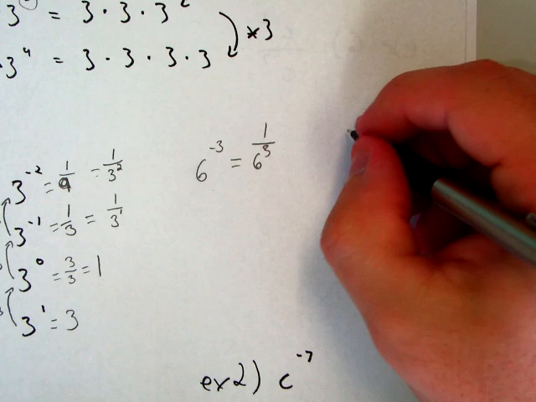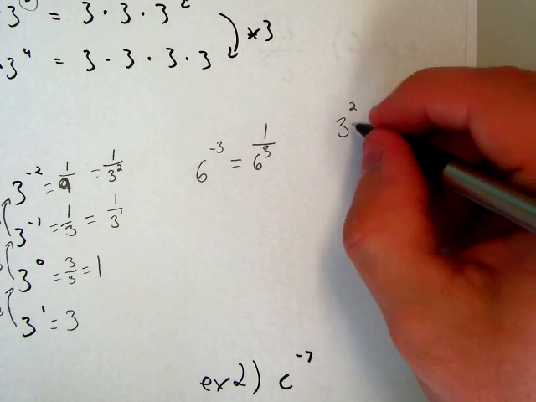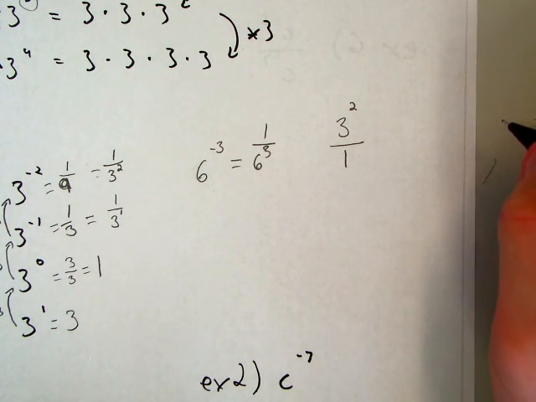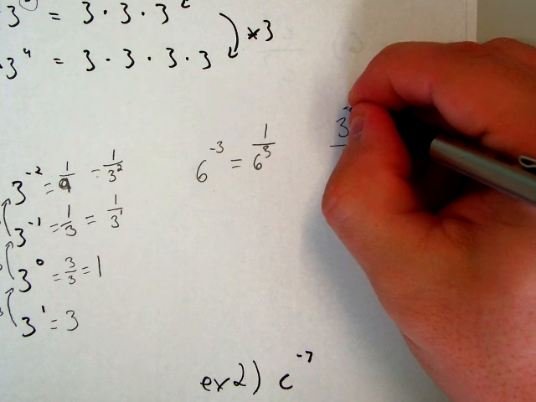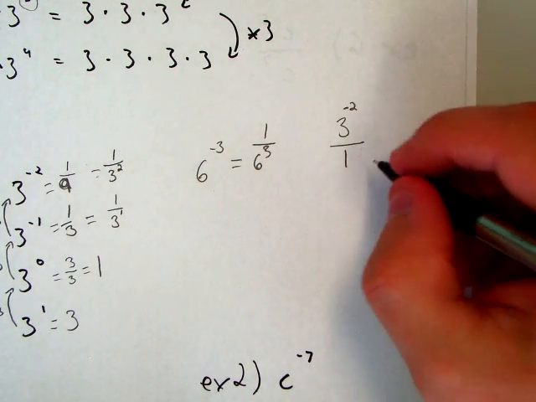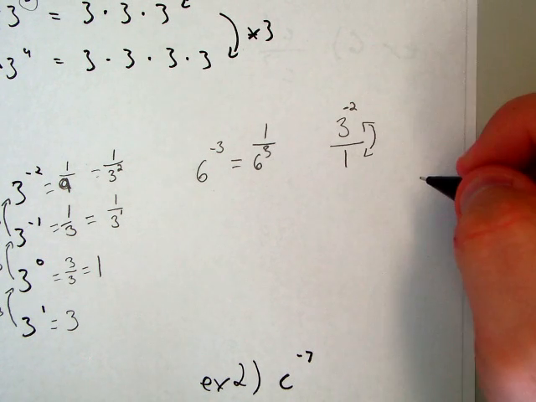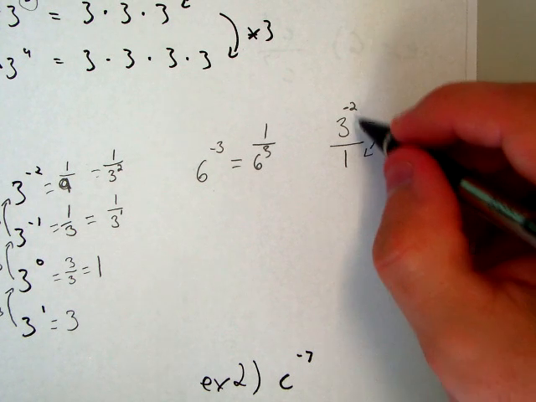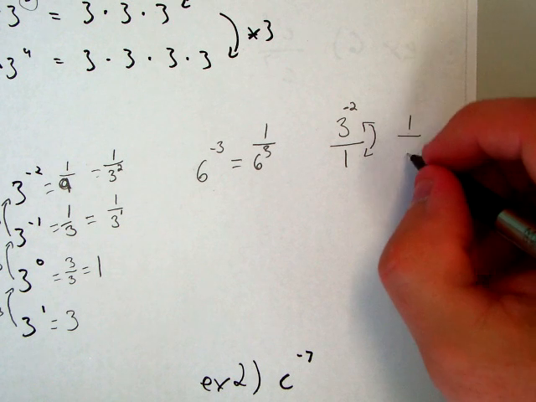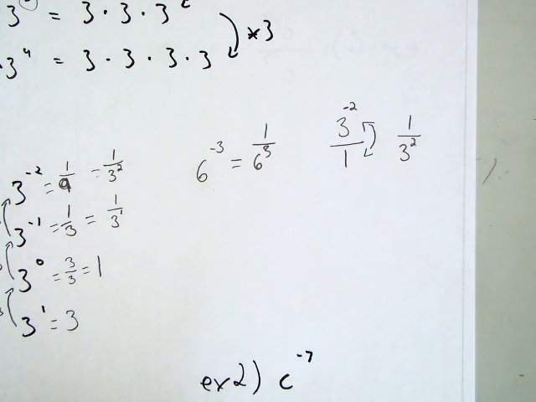So for example, 3 squared, this is really in the numerator of a fraction because I can put it over 1. If I have 3 to the negative second power, this is still in the numerator. But the negative sign means that it turns into its reciprocal, the opposite part of the fraction. So now I have 1/3 squared.